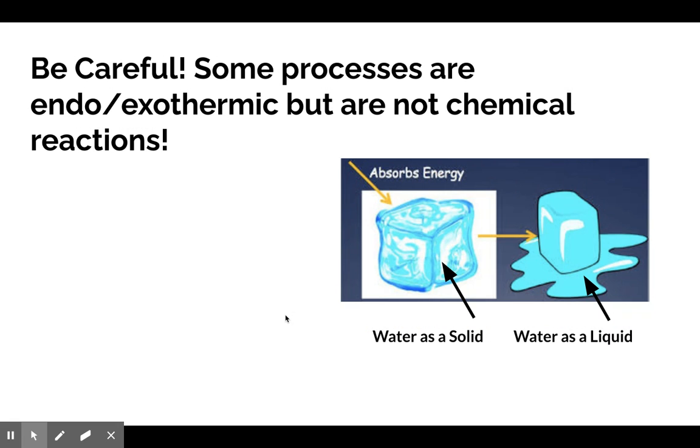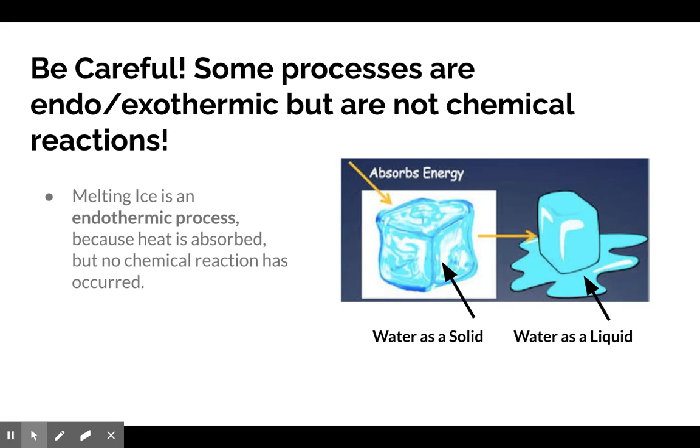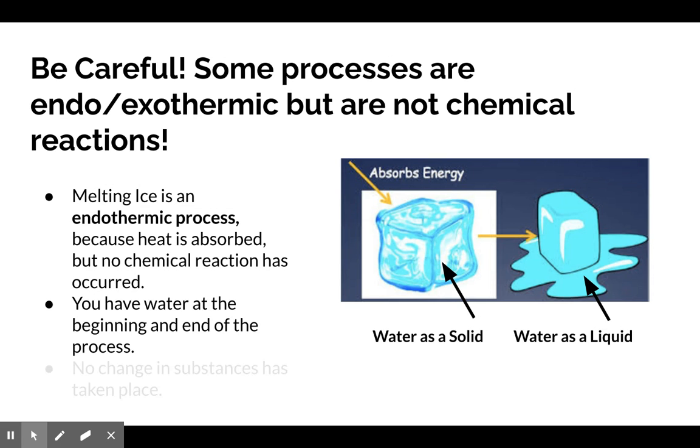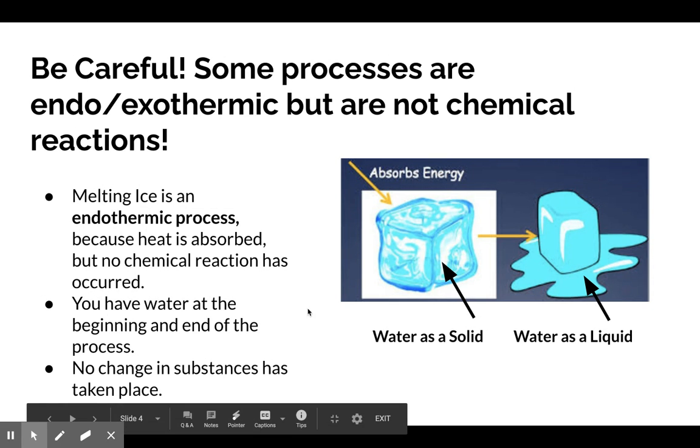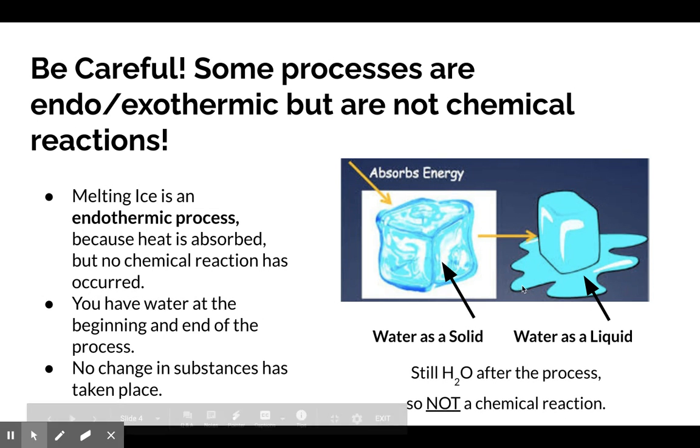All right, so be careful because some processes can be endothermic or exothermic, but do not qualify as a chemical reaction. So melting ice is what we call an endothermic process because heat is being absorbed, but no chemical reaction is actually occurring. You still have water at the beginning and the end, right? So we haven't changed the substances at all. Water at the beginning, water at the end, not a chemical reaction, but is an endothermic process because it's absorbing energy.